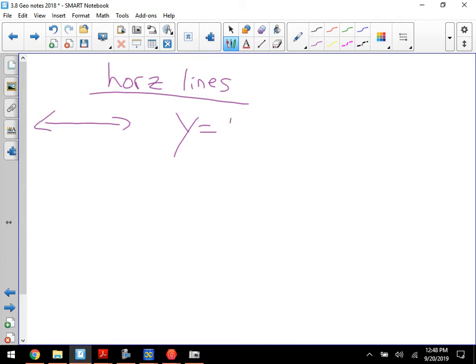Y equals some number. Every horizontal line also has the same slope, because all horizontal lines are parallel to all horizontal lines, and that means they have to have the same slope. What was the slope of every horizontal line? 0. Good. And the dumb way that we remembered that is, what's the second letter in the word horizontal? Oh. Okay.